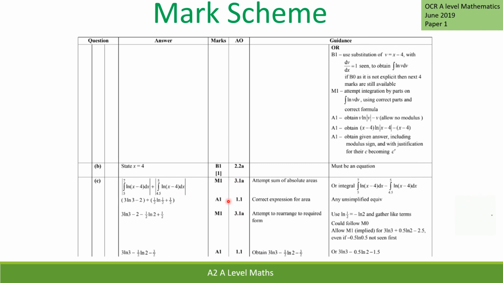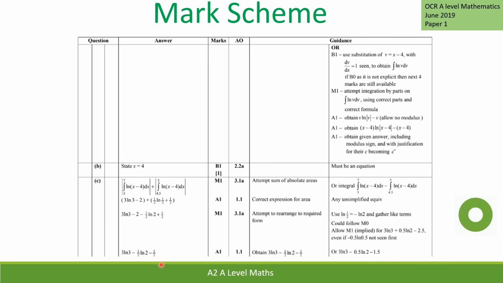M1s are method marks, A1s are the answer marks. So then for substituting in those values for the area, a correct unsimplified equation gives you an answer mark. Then you get a method mark for trying to attempt to rearrange the equation. For using the ln a half is the same as minus ln 2, that will give you a method mark. And your final answer mark comes for getting the answer correct. So you do need to make sure you've written down your answer nice and clearly.